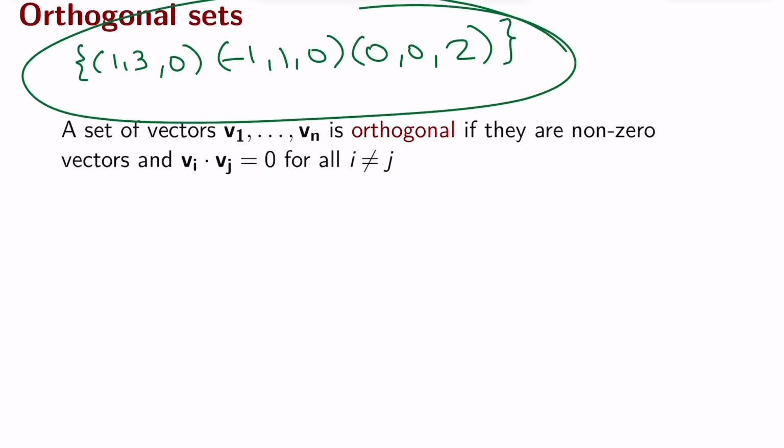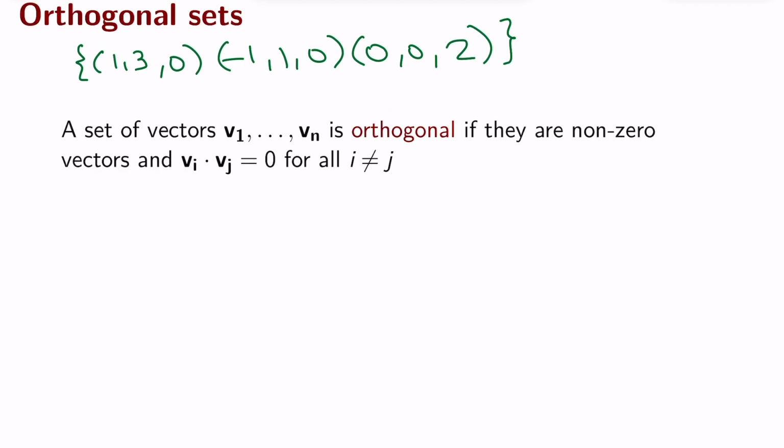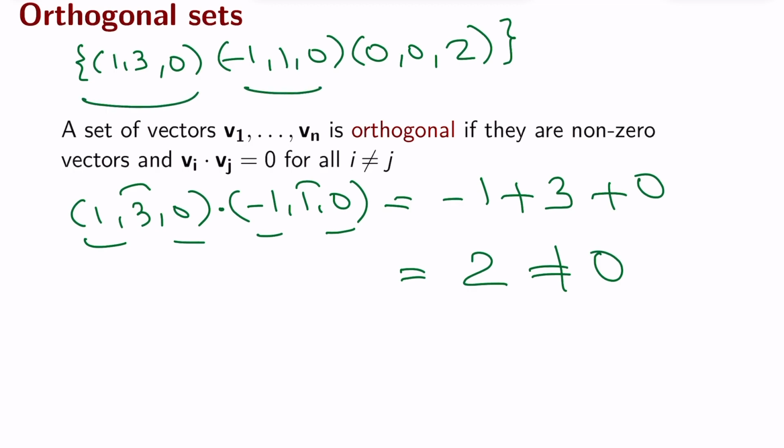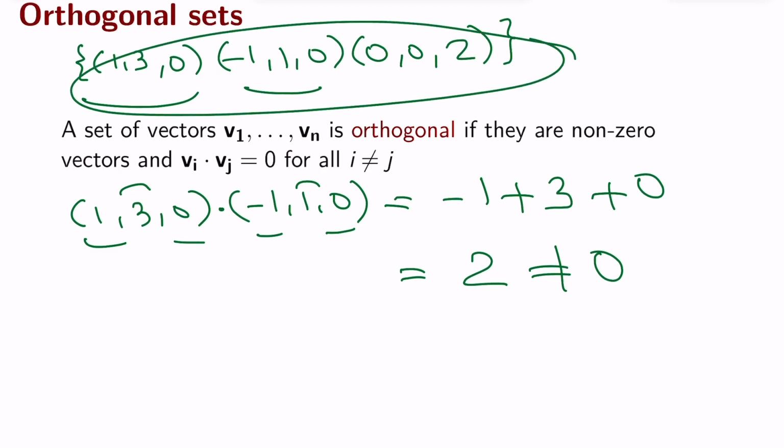For example, is this set of vectors, which we have already proved was a basis, actually orthogonal? Well, in order to decide if it's orthogonal, we have to do all the dot products, this with this, this with this, this with this, and see if all of them are perpendicular. All the dot products are 0. So let's calculate, for instance, the dot product of this with this. Remember that this is 1 times minus 1 plus 3 times 1 plus 0. So this is 2, which is not 0. So that means that already these two vectors are not perpendicular. That's it. So this set of vectors is not orthogonal.